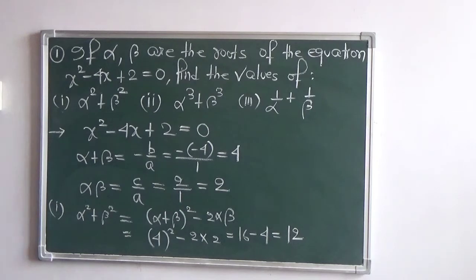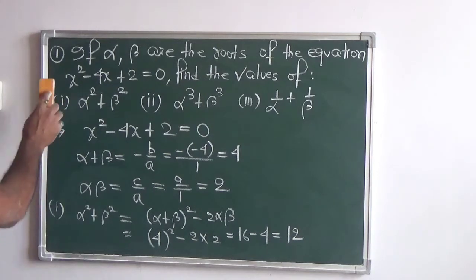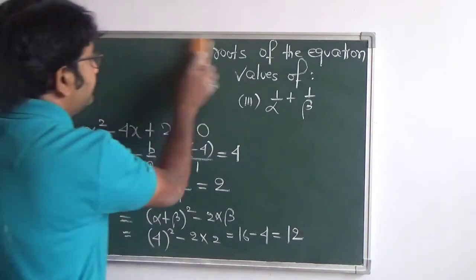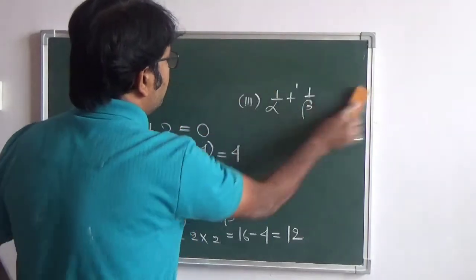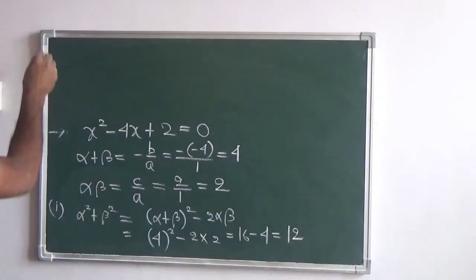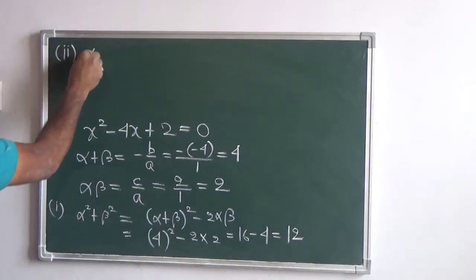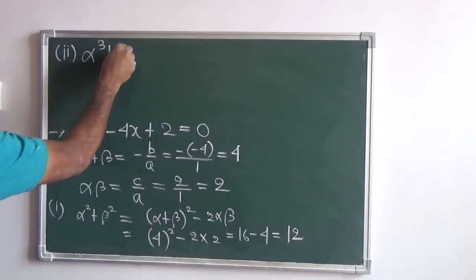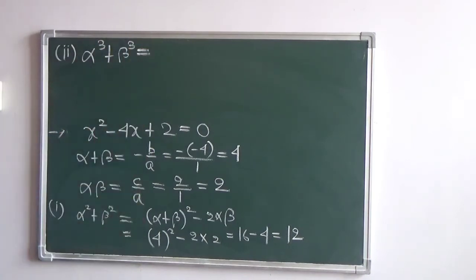Note it down, then we move on to find the second one, that is alpha cube plus beta cube. Look into the identities that you have written just now, apply that and get the value of alpha cube plus beta cube. Second one is alpha cube plus beta cube. So write in terms of alpha plus beta and alpha beta, and what is that?